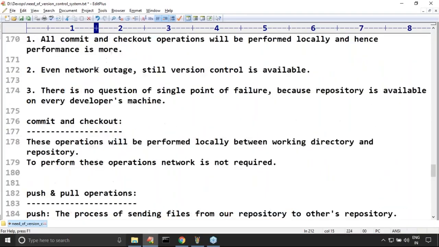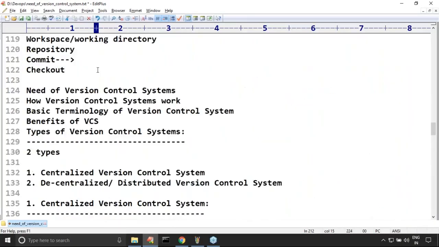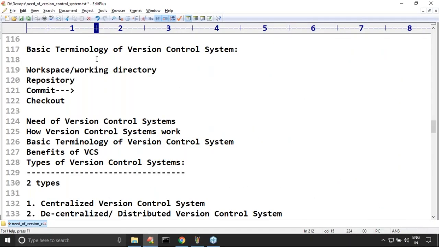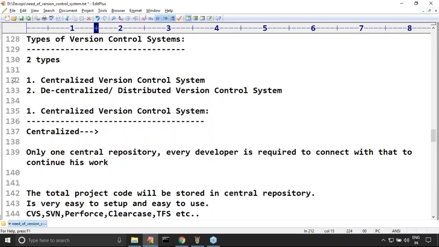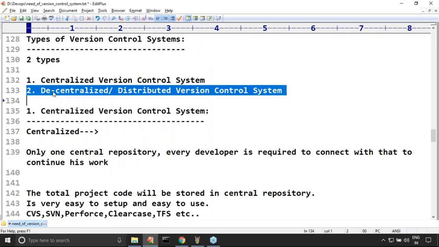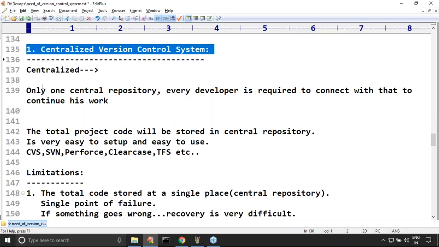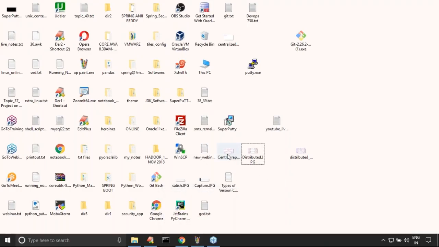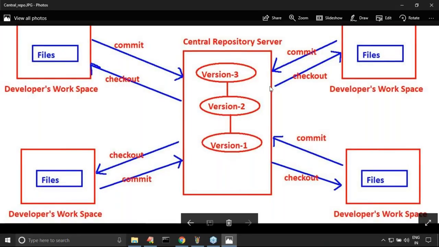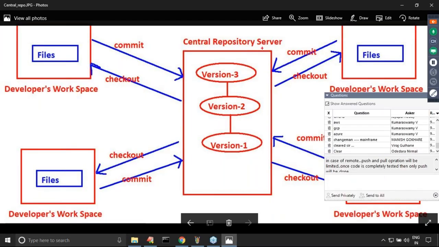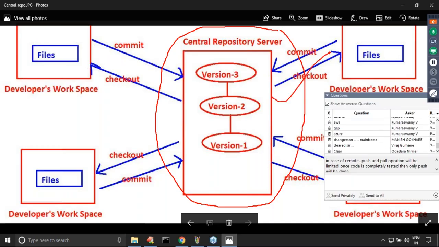How many types of version control systems are there? Two types, right? Centralized and decentralized. With the centralized, what will happen? And with the decentralized, what will happen, sir? In the centralized repository, the total code will be placed in a single place. That is called the centralized server.